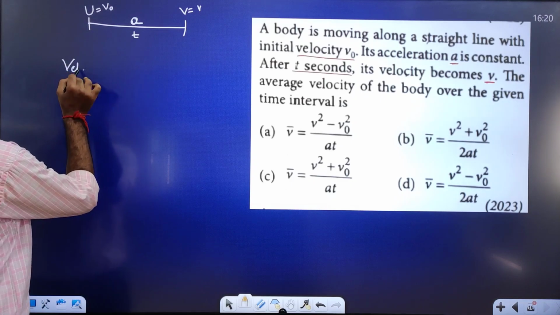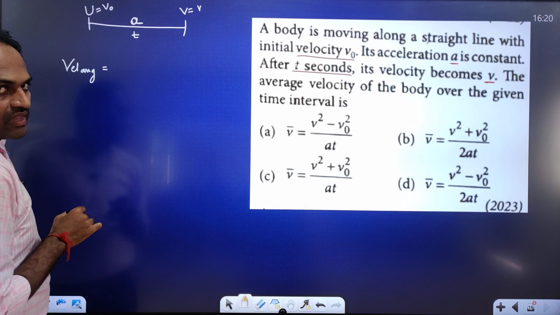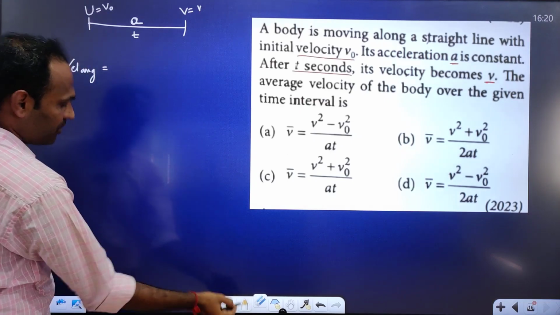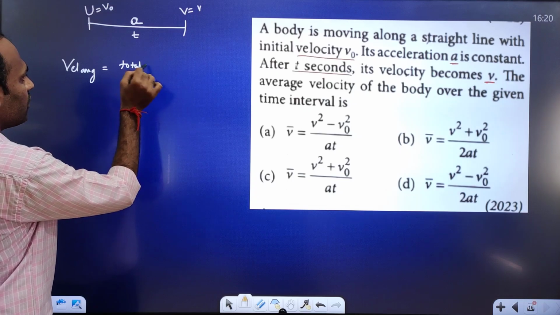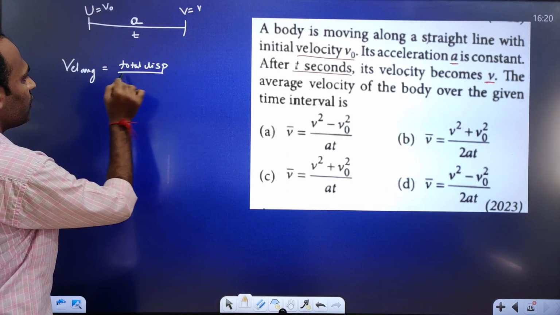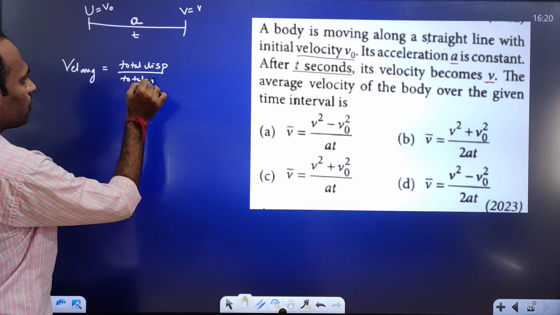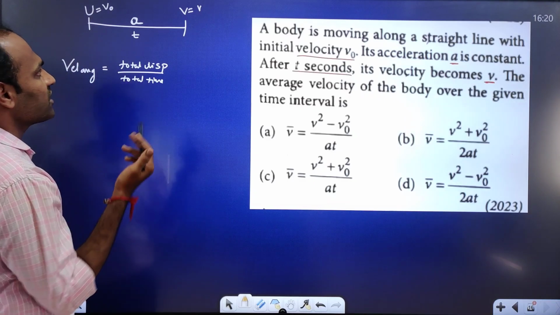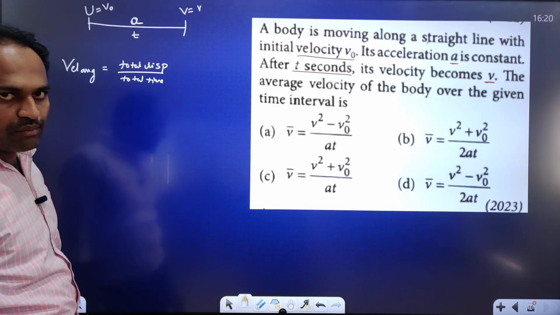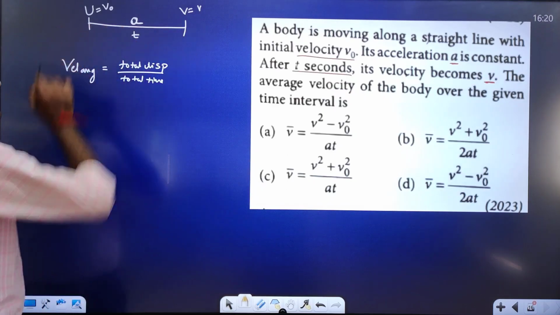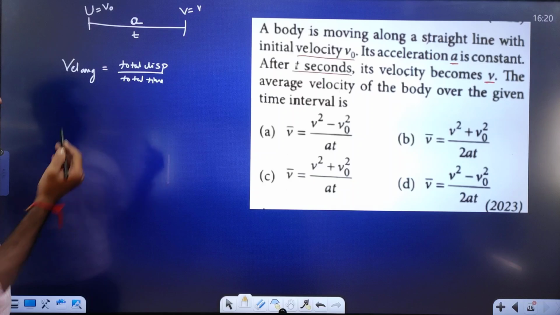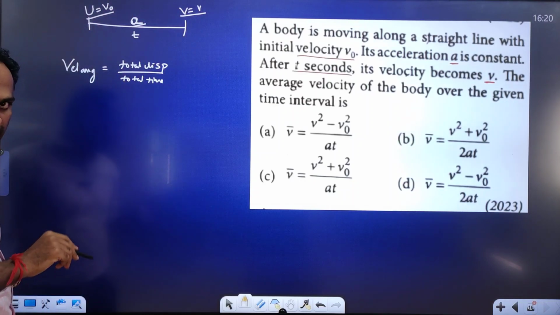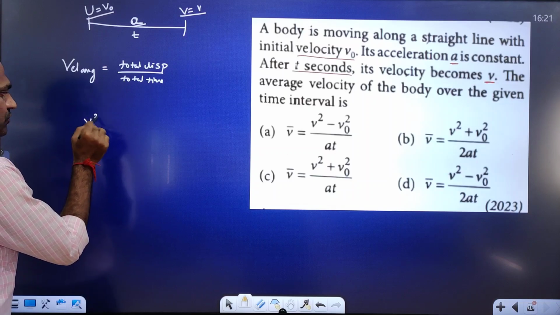See, average velocity, we know this very well. It is total displacement divided by total time taken. Total time is t. Now what do we need? We want the total displacement. We know initial velocity, final velocity and acceleration, and we need displacement. So we can use this formula.